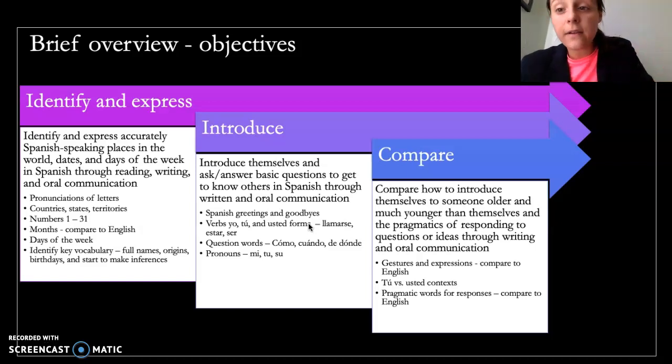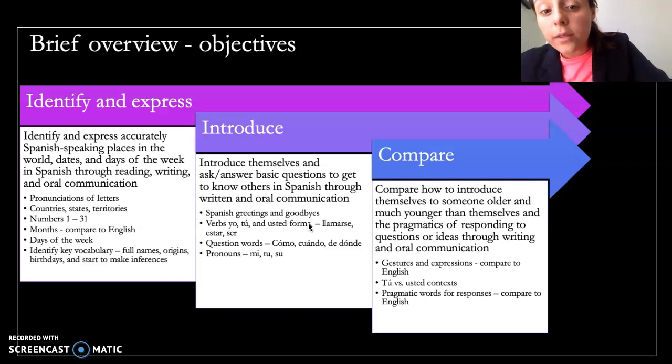There is identifying and express, and I'll briefly touch on some of the vocabulary terms that they'll be learning, which is countries, states, and territories, numbers 1 through 31, months, days of the week, and identifying key vocabulary when it comes to full names, origins, birthdays, and starting to make inferences. They will also identify the pronunciation of letters.